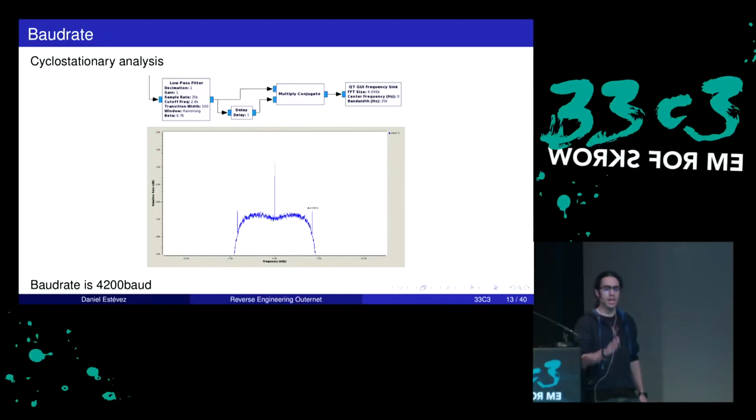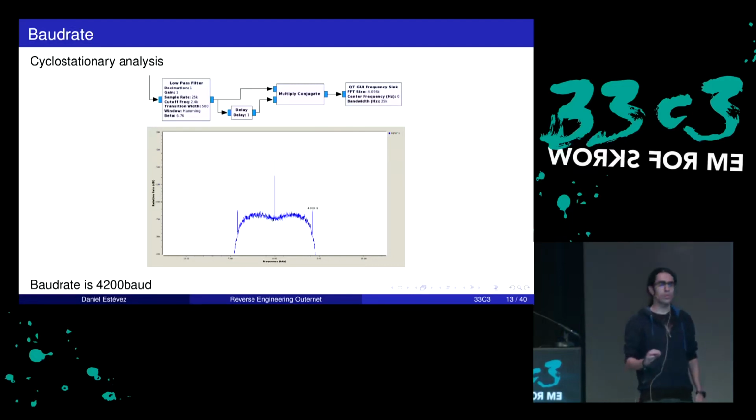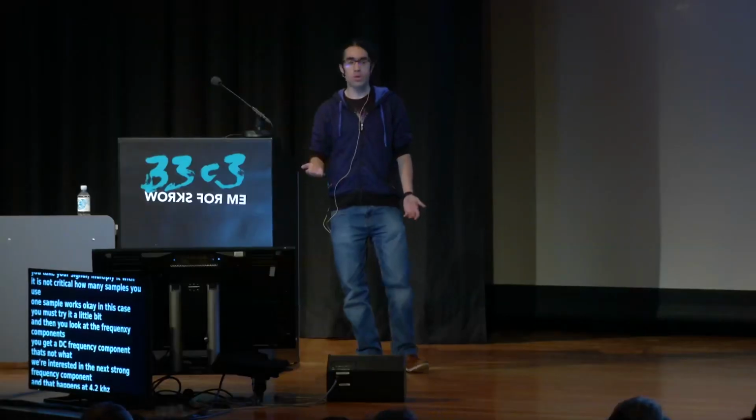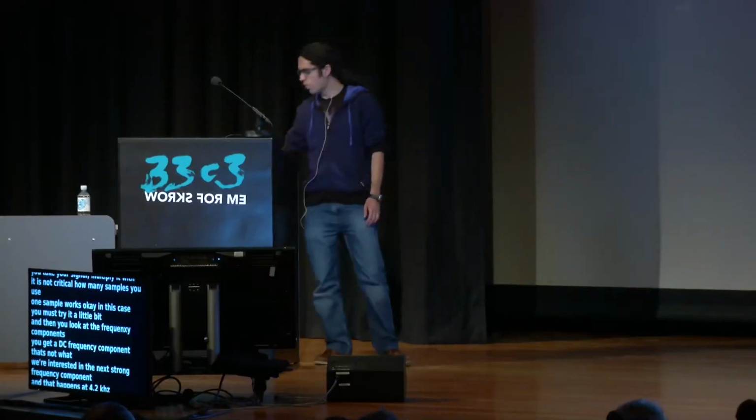And then you look at the frequency components. So you get a DC frequency component, but that's not what we're interested in. We're interested in the next strong frequency component, and that happens at 4.2 kilohertz. So that tells me that's the symbol rate. The symbol rate is 4.2 kilobaud. All right.